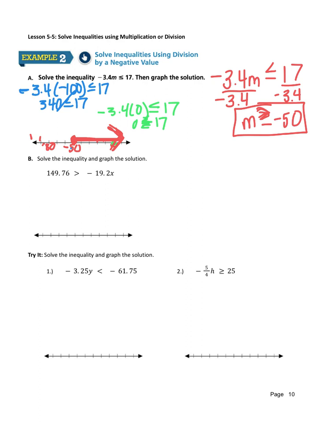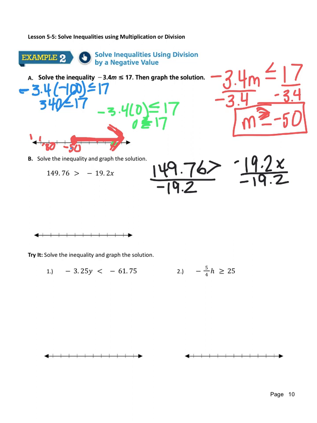Okay, let me try an example, the same thing with this one. In this example, we would have 149.76 is greater than negative 19.2x. To solve this, I'm going to divide by the coefficient, which is negative 19.2. So I'm going to do 149.76 divided by negative 19.2, but I don't know what that is.